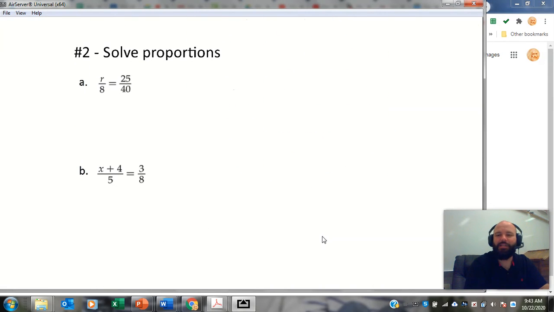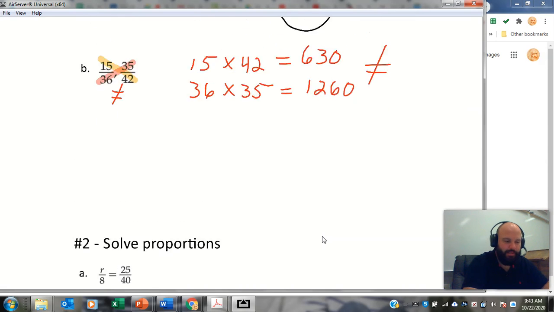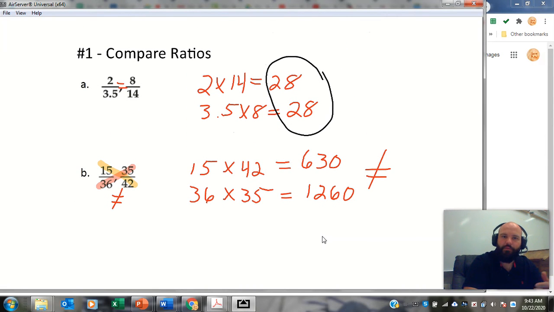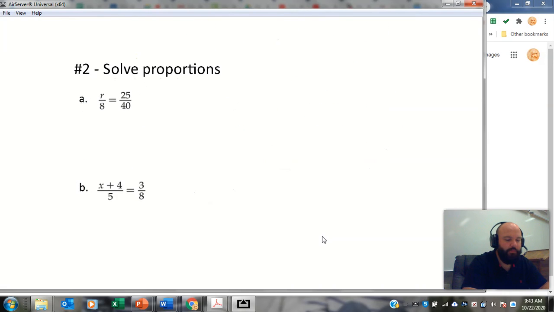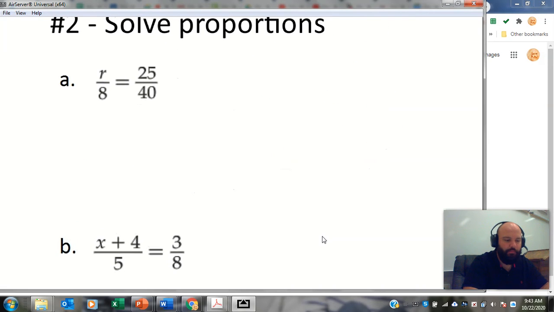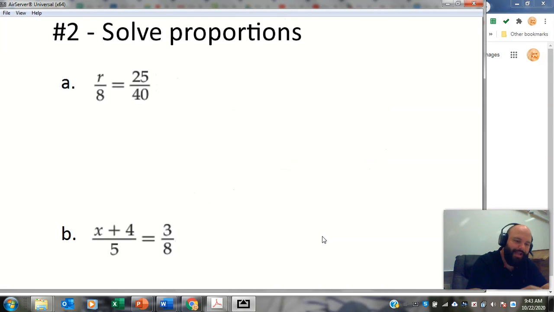Now this one says solve the proportions. So the last thing we did here was to compare the ratios to see whether they formed a proportion. The first one was a proportion, the second one was not. Now what we have is a type of problem where they give us a proportion, but that proportion has an unknown value. In this case, it's going to be the variable r. And what they want us to do is to find the number that we can put in for r that will make these two ratios proportional or equal to one another.